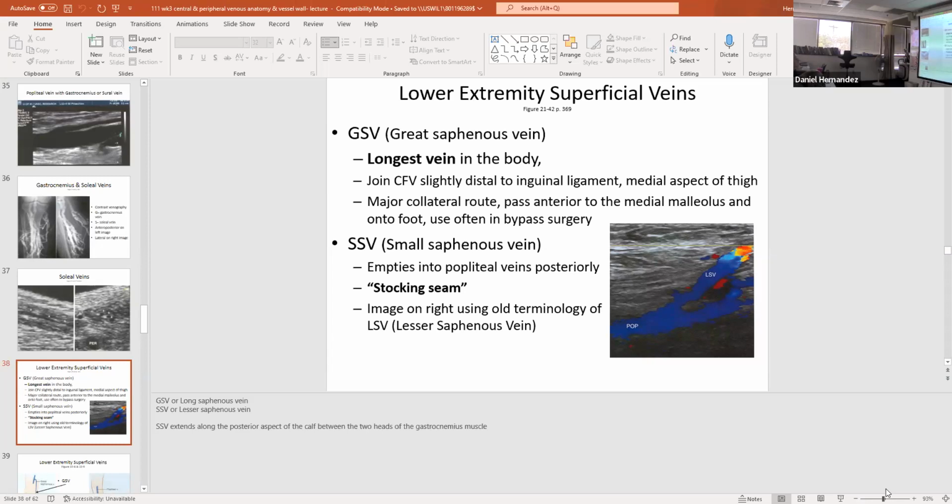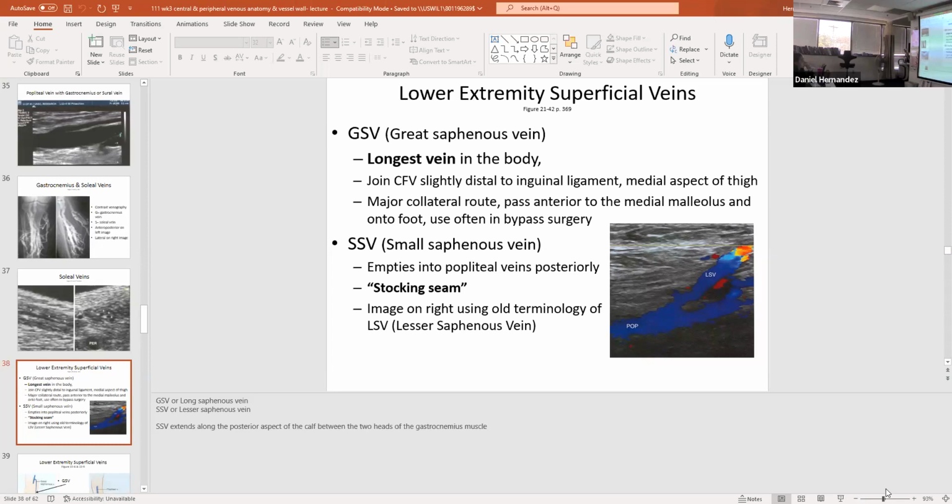It's a major collateral route. People can live without the GSV, so this vein is actually commonly used for harvest. They'll go in, remove the patient's vein and use it for bypass surgery. They could take a portion of that vein and use it for bypass for the heart. Say a patient has bad coronary arteries in their heart. You hear people say, I had a triple bypass, quadruple bypass. They take a segment of that vein and use it to get past blockages in the arteries of the heart, so blood flow goes around areas that are blocked, to bring blood flow to the areas that need it.